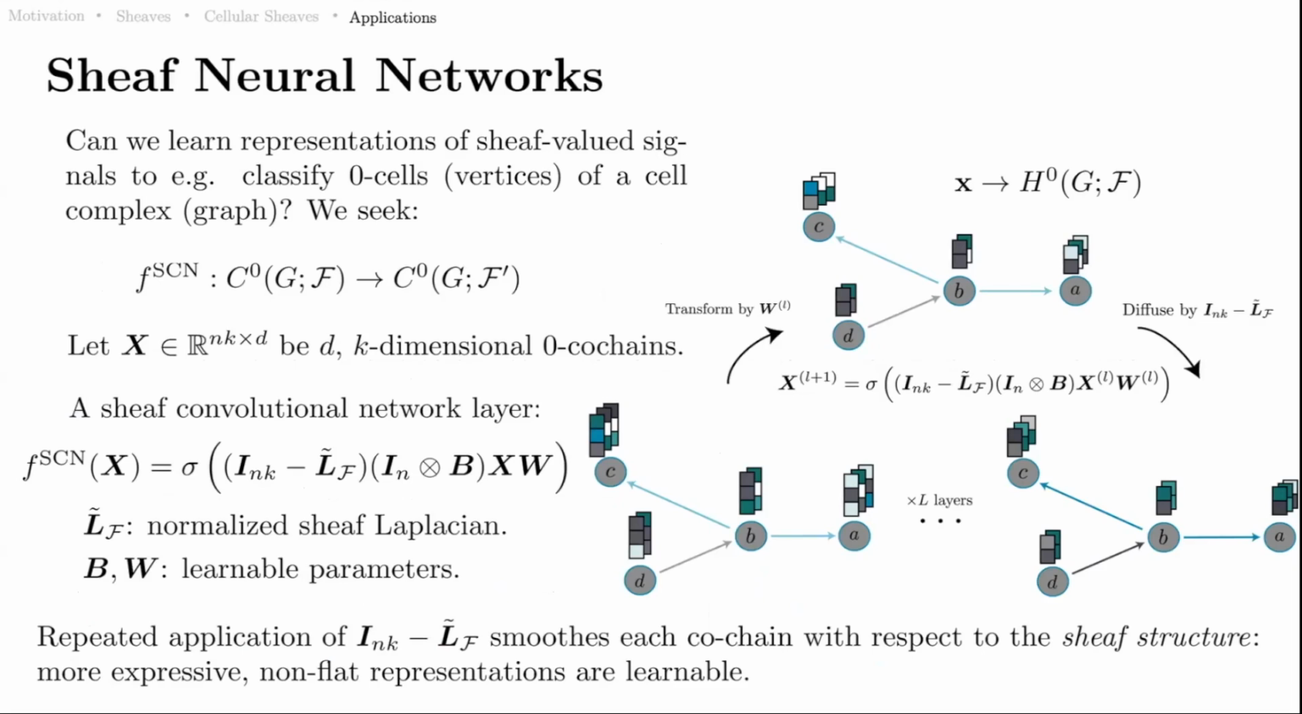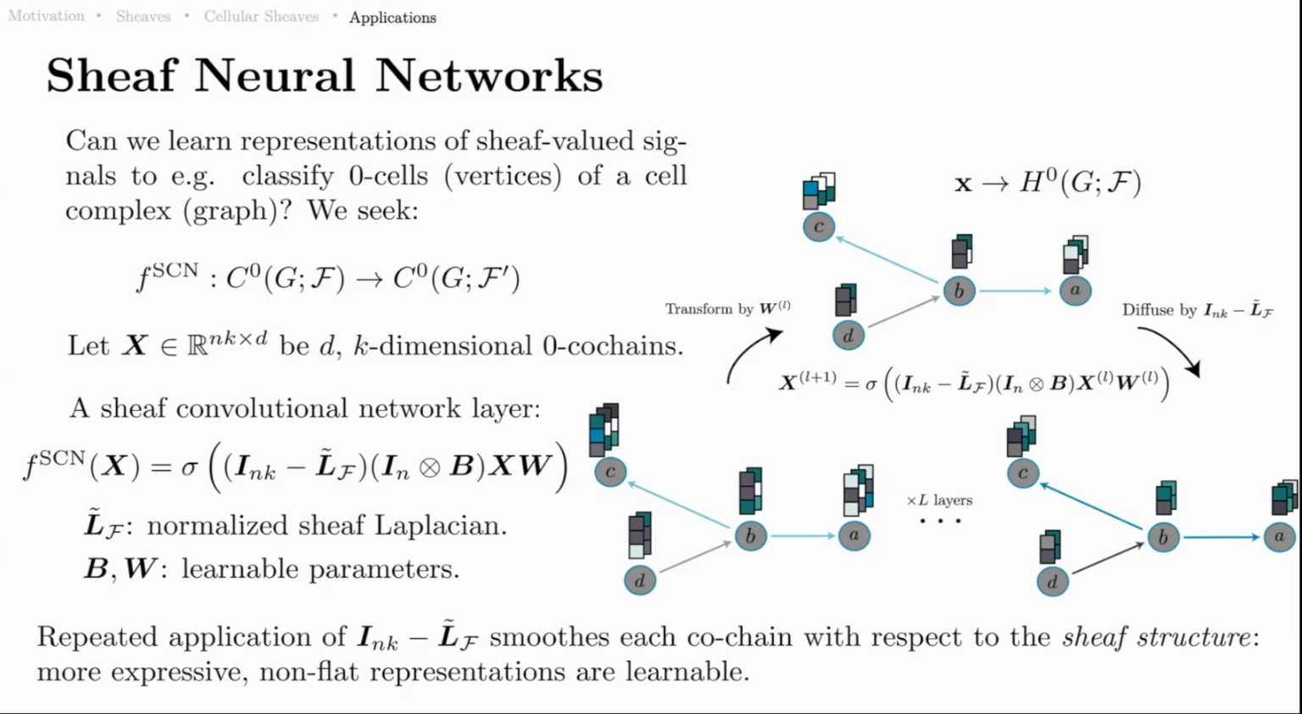So in our original definition of graph convolutional neural networks, they seek to learn representations, so taking signals on a graph and learning representations of these signals, so latent representations at each node, which allow you to, for example, classify the nodes into distinct categories.